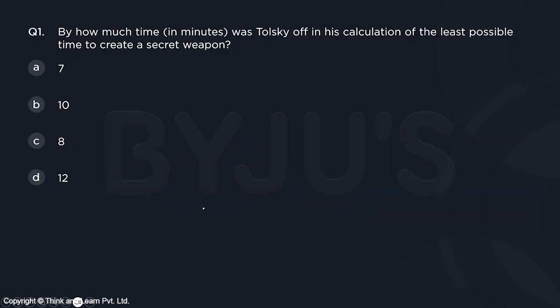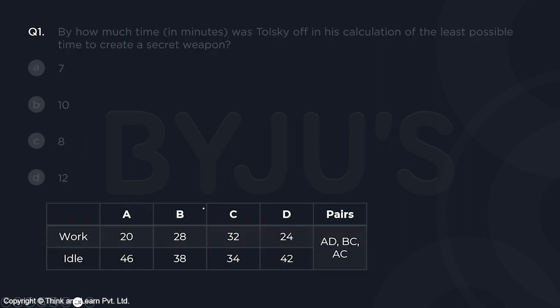Here is the first question. By how much time was Tolsky off in his calculation of the least possible time to create a secret weapon? I want the least possible time to create a weapon. Of course, can I straight away say the least possible time will be taken if most of the time they work in pairs? That means A and D, B and C, A and C, if they all work in pairs, it will take the minimum possible time, right?